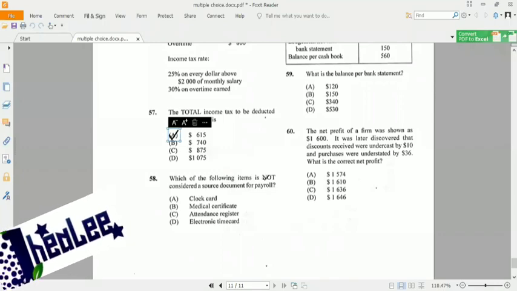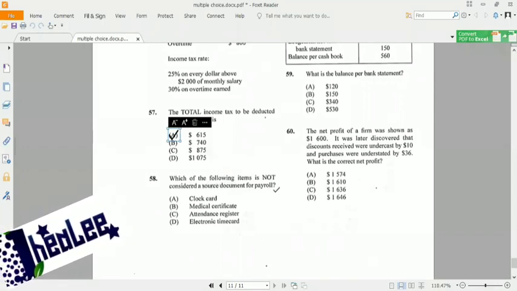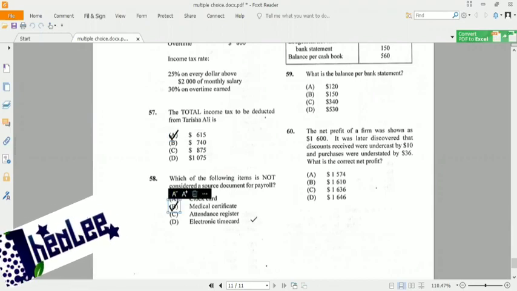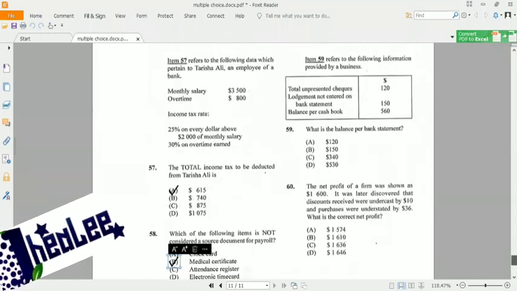The following item is not considered a source document for payroll. What is not considered a source document for payroll? We need the clock card so we can know the time that the person works. We need the attendance register to say the person actually came to work so we can pay them. We need the electronic time card. What we don't need is a medical certificate. Yes. And we have 2 more questions remaining.